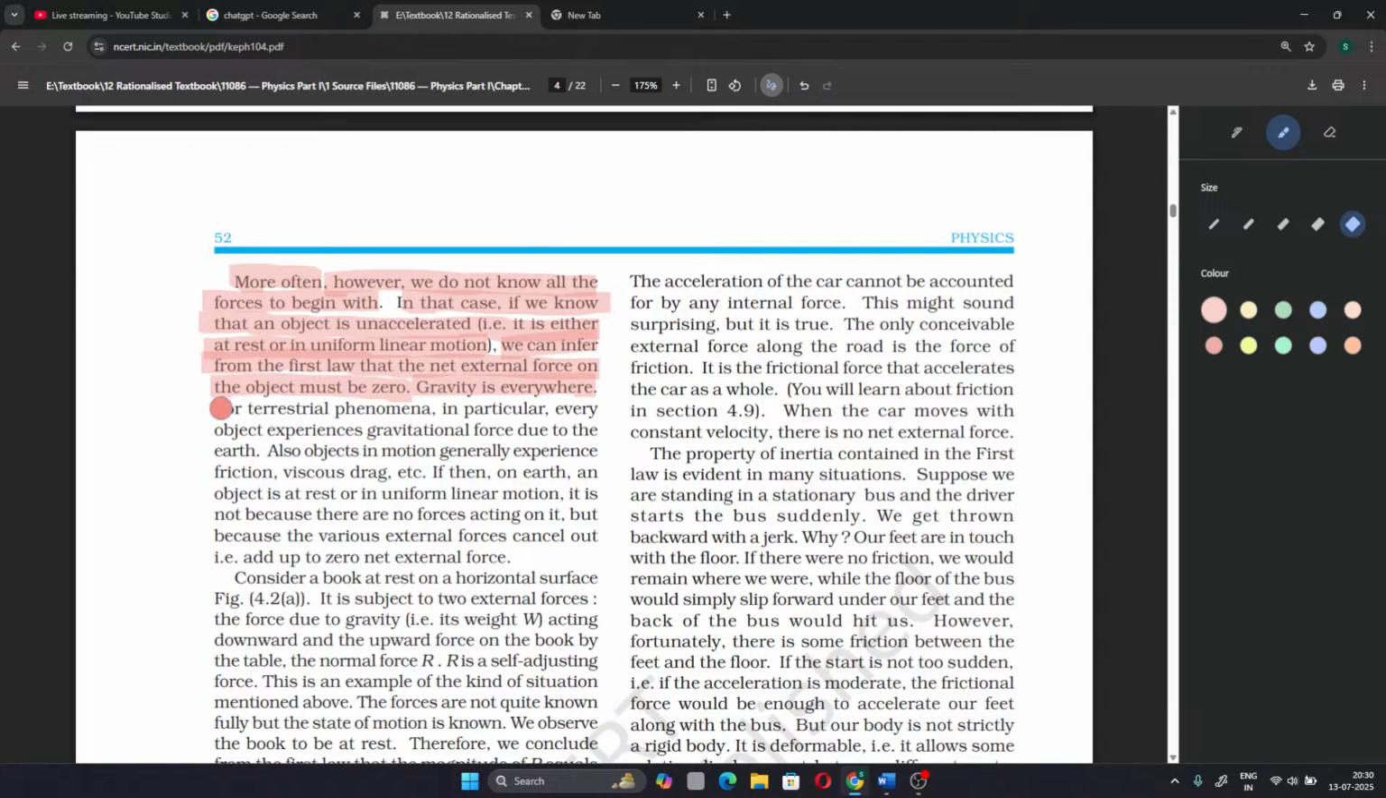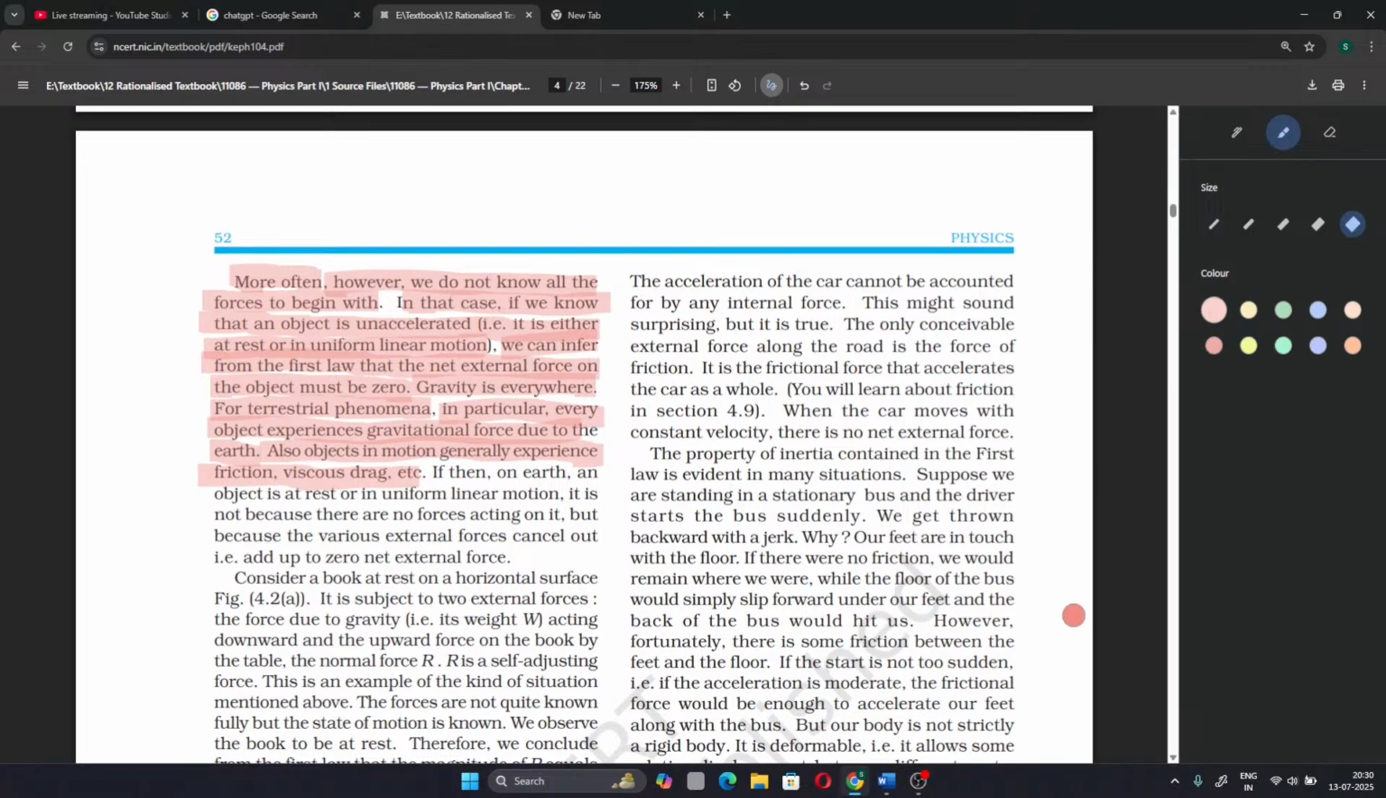Gravity is everywhere. For terrestrial phenomena, in particular, every object experiences gravitational force due to Earth. On our planet, everywhere we see that any kind of object with mass will experience a force, that is the gravitational force. Also, objects in motion generally experience friction, viscous drag, etc.